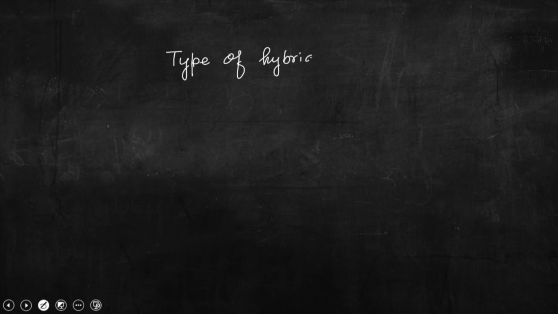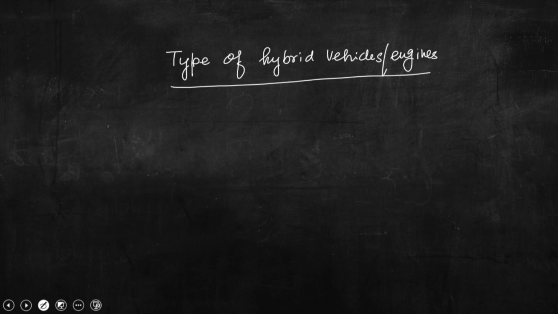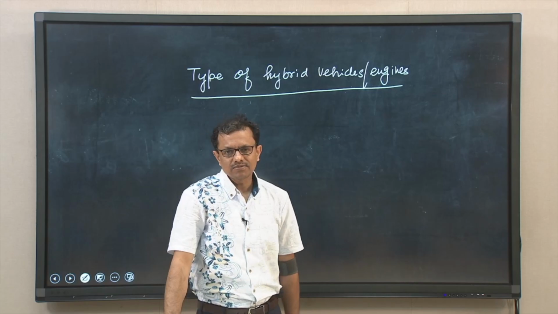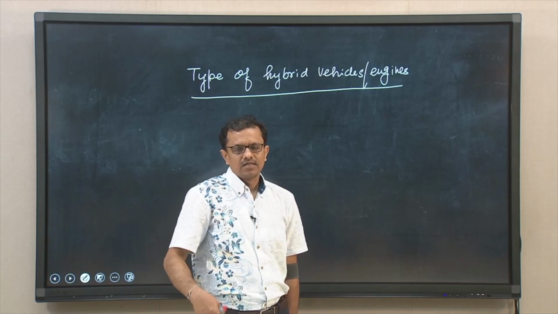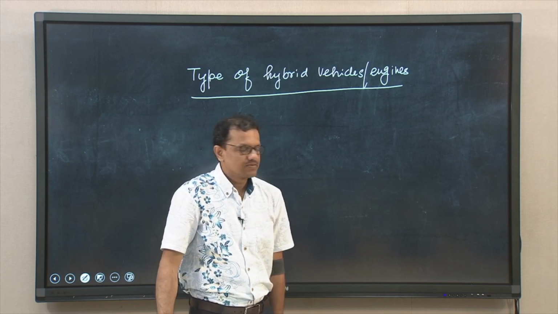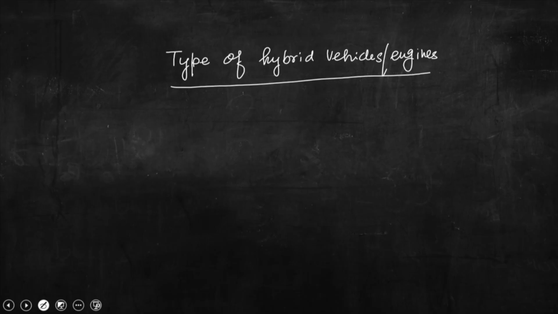So, to start with, let us discuss the types of hybrid vehicles or engines. Probably we have briefly discussed these two different types in the previous class, but let me discuss them once again. So, the first example is parallel hybrid.